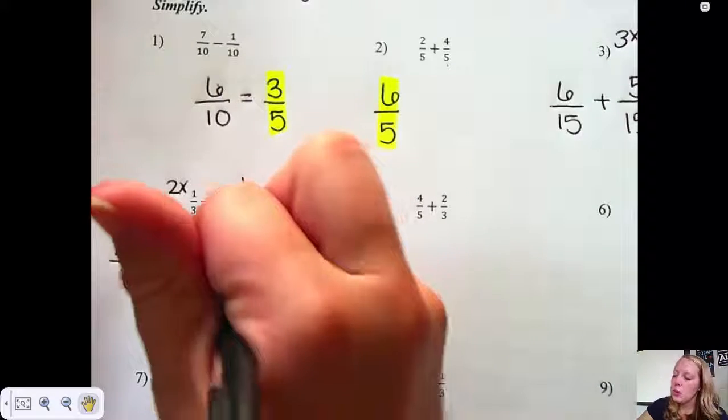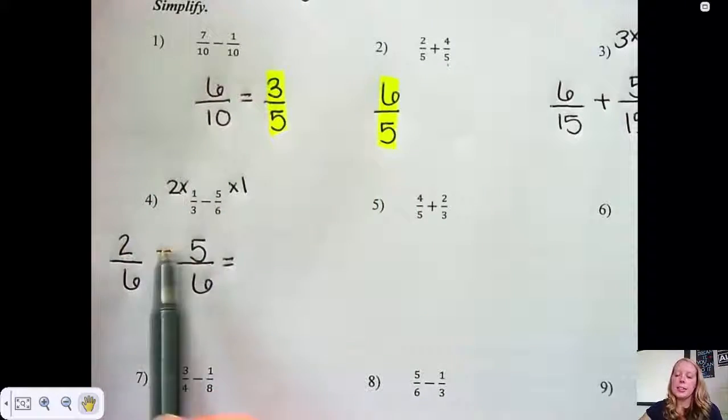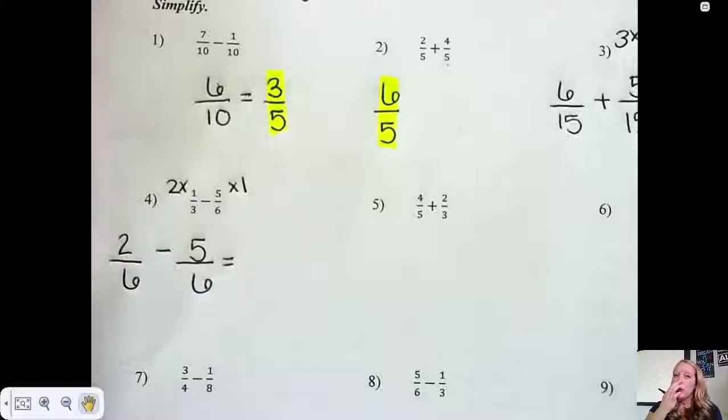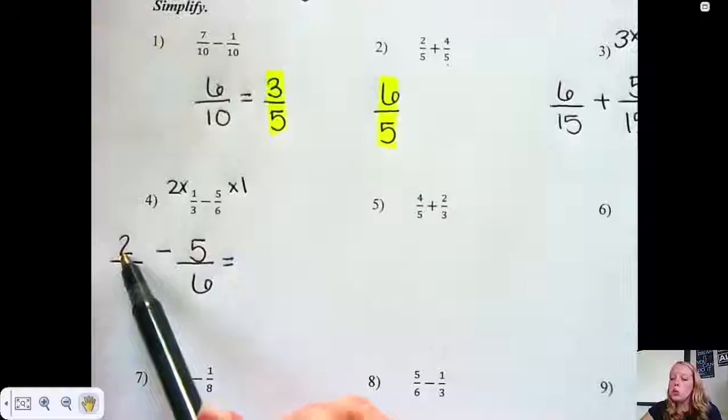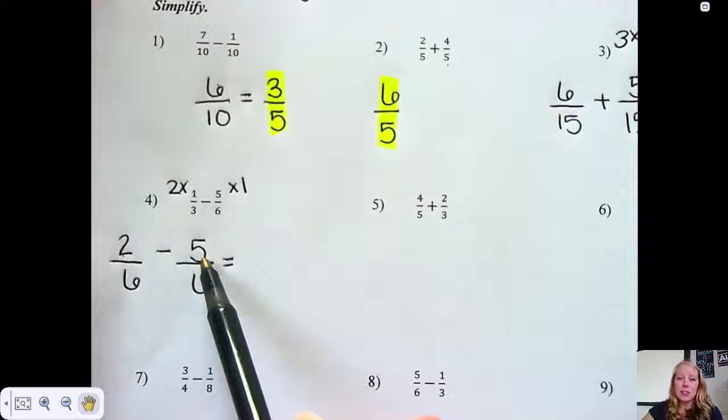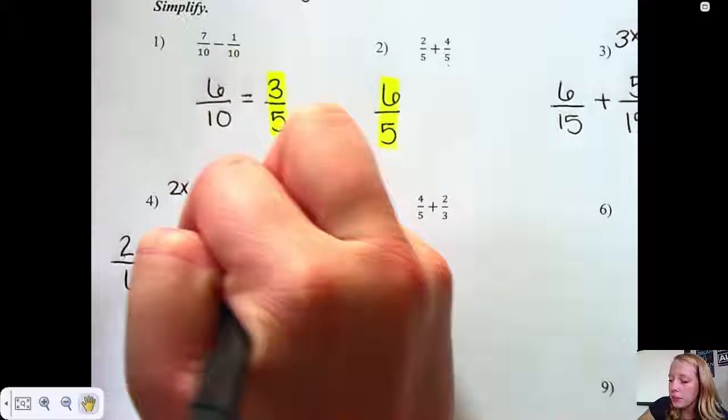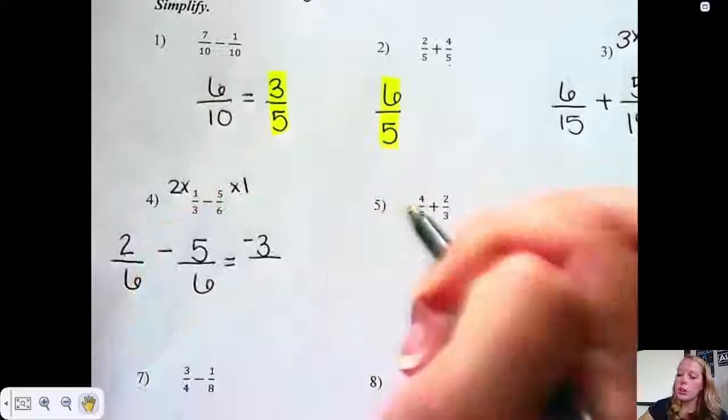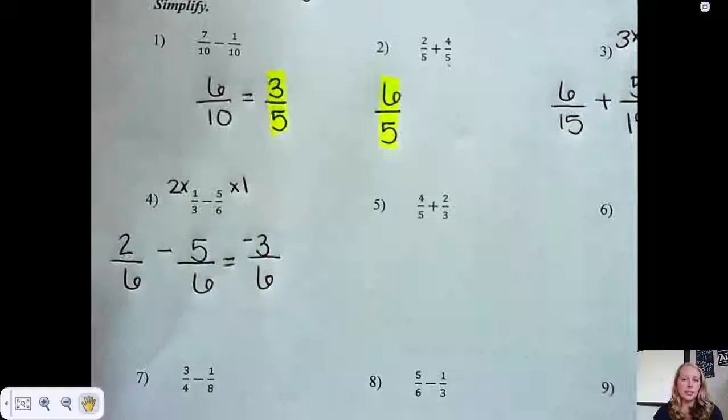Now, we've got 2 minus 5. Well, remember guys, 2 apples, take 5 away. You can't do that. So this is one of those integer, one of those negative number problems. So 2 minus 5 would be negative 3 over, keep the denominator of 6.